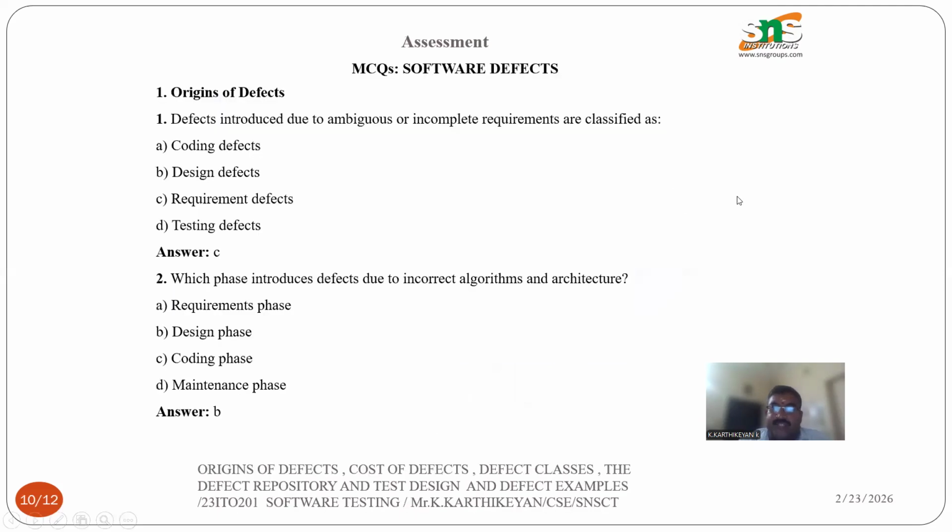So this is my assessment. A defect introduced due to ambiguous or incomplete requirements is classified as? Yes, the answer is C, requirement defects. Which phase introduces defects due to incorrect algorithm and architecture? B, the design phase.